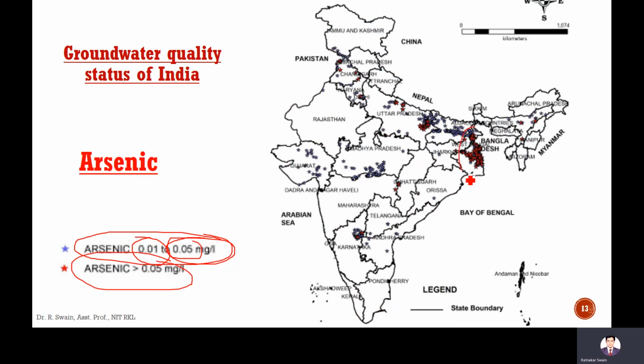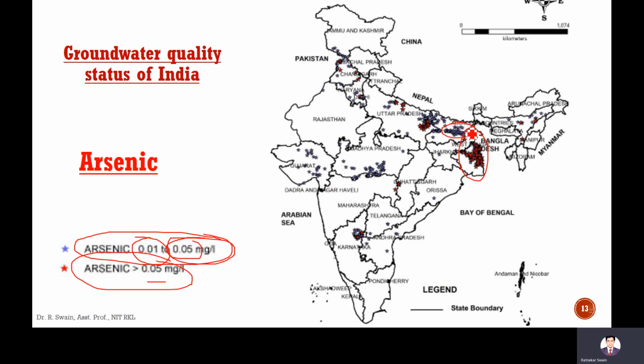You can see here in West Bengal these red points, especially on the border of West Bengal and Bangladesh, you will find high arsenic content, more than 0.05, which is totally not suitable for drinking water. And in these areas of Bihar, you can see less arsenic, 0.01 to 0.05.